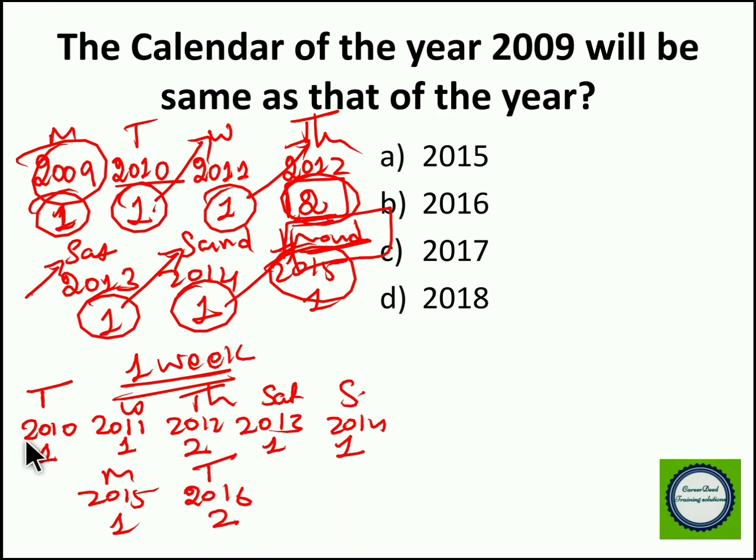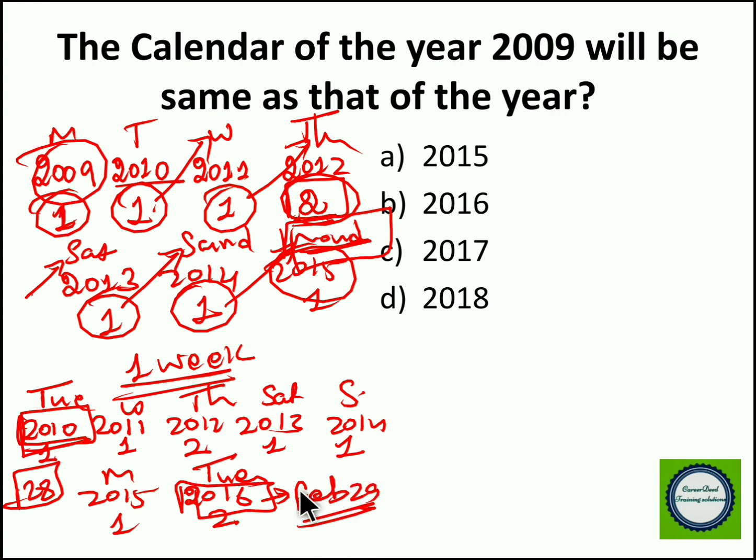Now listen carefully. In 2010 if the first day of January is Tuesday, in 2016 also the first day of January will be Tuesday, but 2010 is a normal year. 2016 is a leap year. So here you have in February only 28 days, but there you have February 29 days. So this trick will not work here. So for this, we have a shortcut trick, right? So this traditional approach will not work on this type of problem. So here we have to use the shortcut trick.